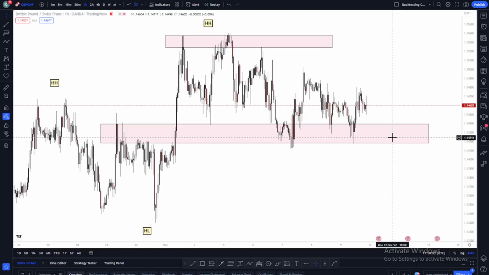No. The trend on the higher time frame, which is our H4 time frame, is bullish. So price is still bullish. So that trend changes. So that H4 trend changes. Price is still bullish.